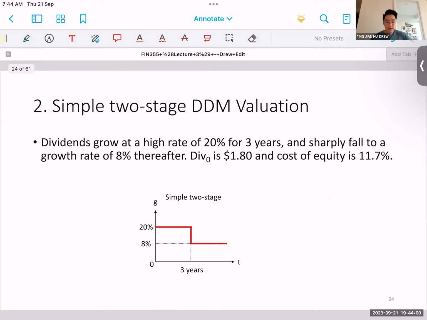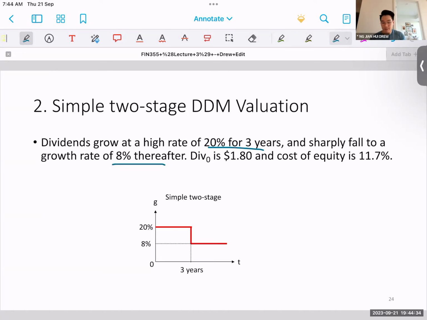All right, so now let's look. So we have tackled the simpler aspect of your dividend discount valuation, or the DDM valuation. Now let's look at another one where we do a simple two-stage where it's just 20% and it suddenly drops to 8%, right? So there's the question here where it says that for the first 3 years it's 20%, and then it falls sharply to a growth rate of 8% thereafter.